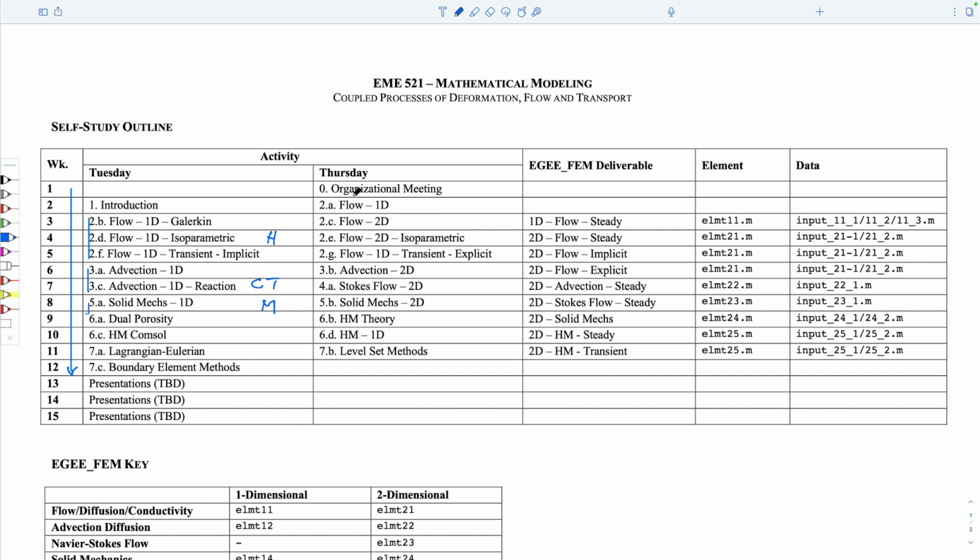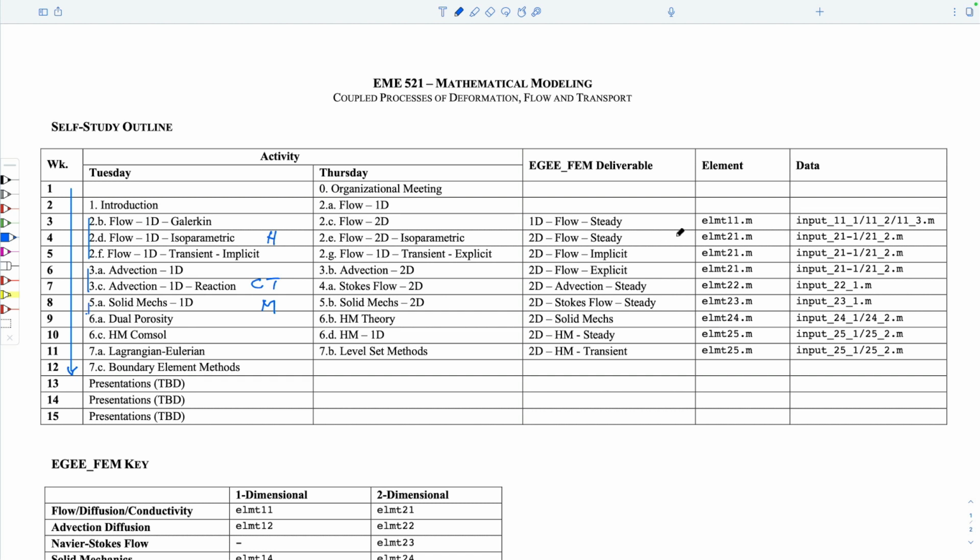And these are each of the classes related to this. This is the Tuesday class, this is the Thursday class, these are what they talk about, so they're all laid out in that regard. And these are the individual assignments as deliverables.